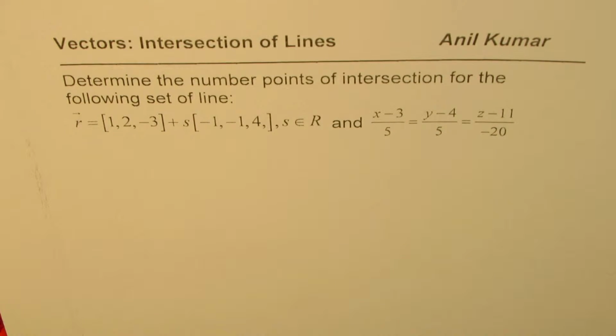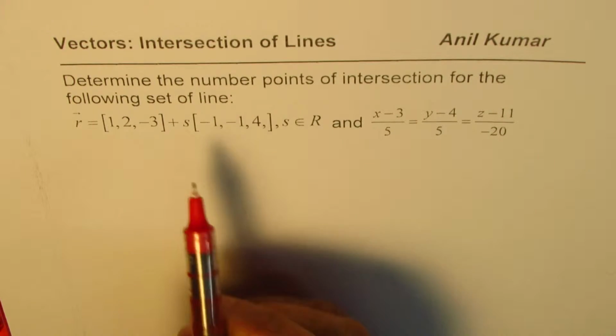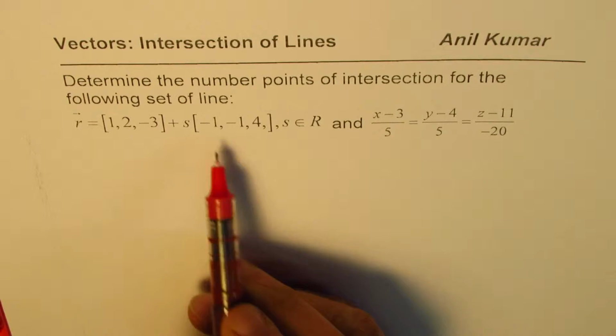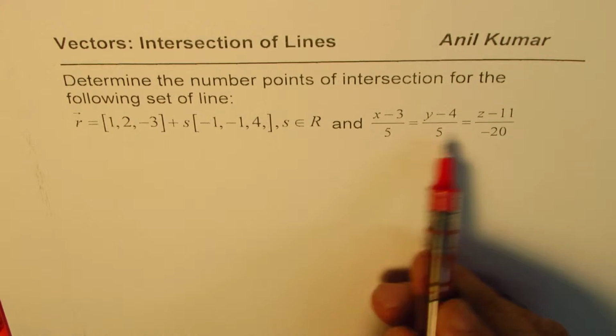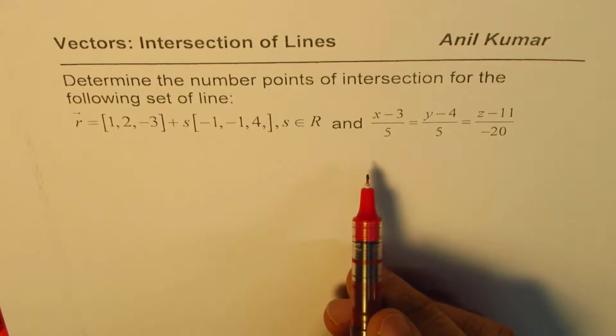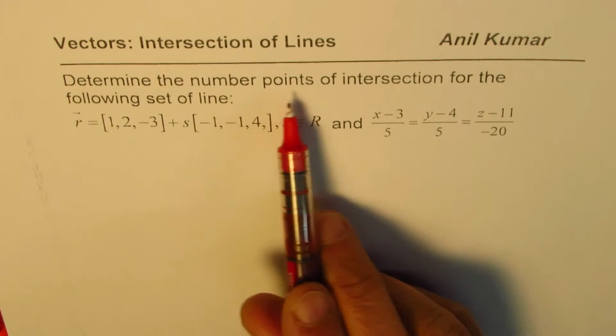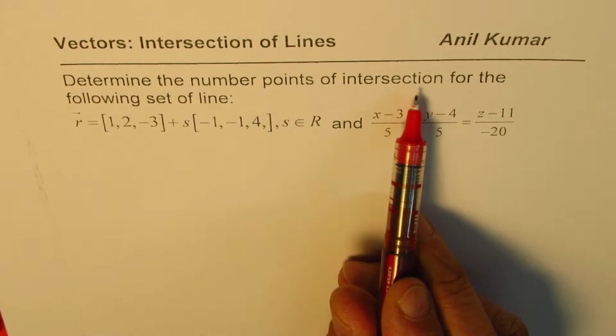The question here is, determine the number of points of intersection for the following set of lines. So we are given a vector equation of a line and a symmetric equation of a line. These are two different lines. We need to find the number of points of intersection, right?